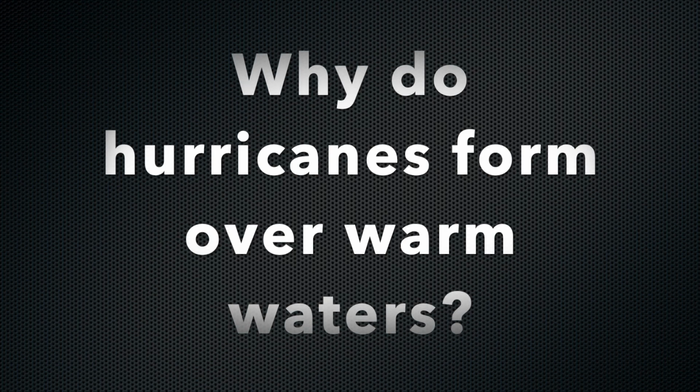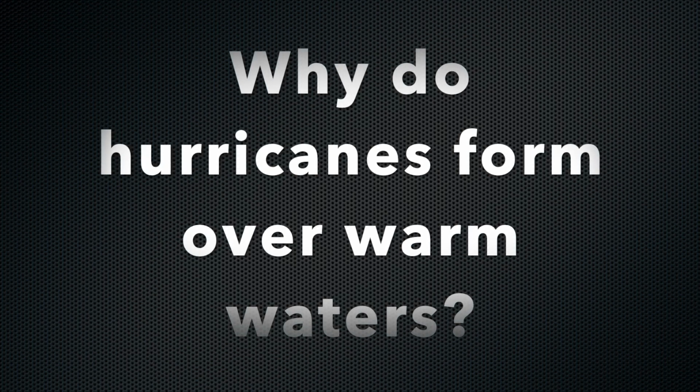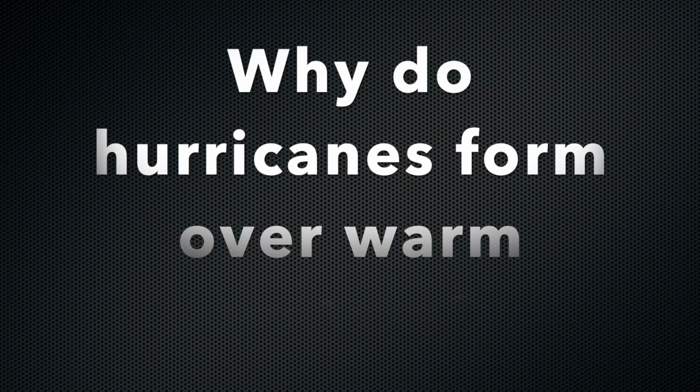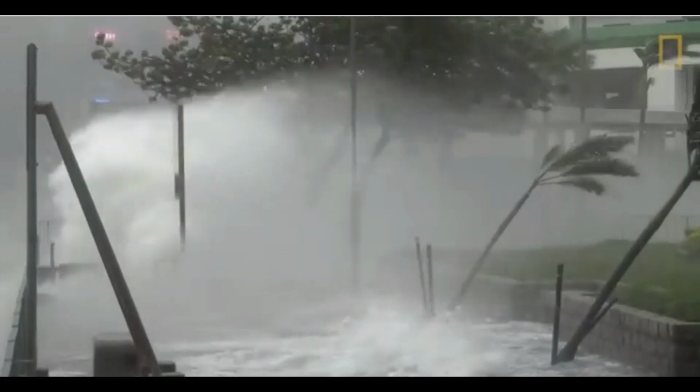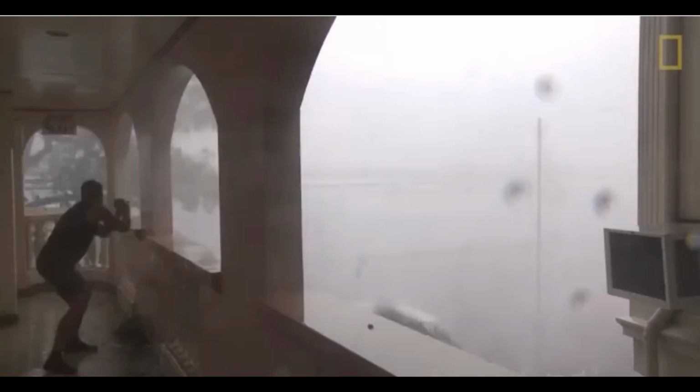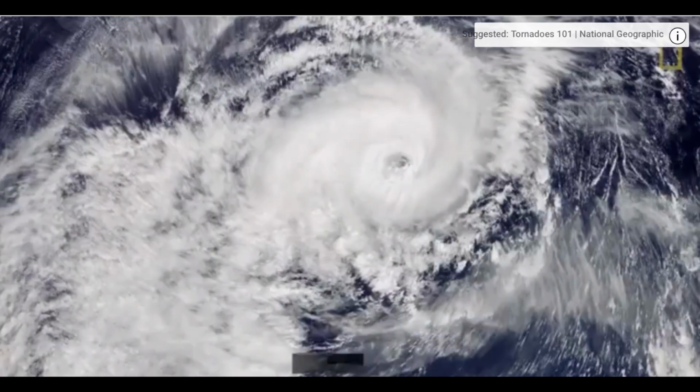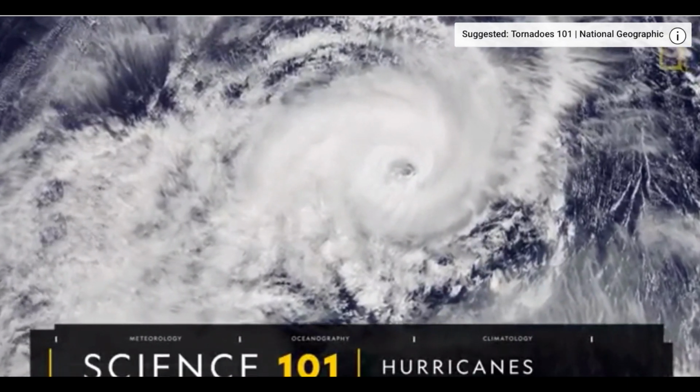Why do hurricanes form over warm waters? Cyclone, typhoon, hurricane. All of these names are used around the world to describe the most powerful storm known to man.